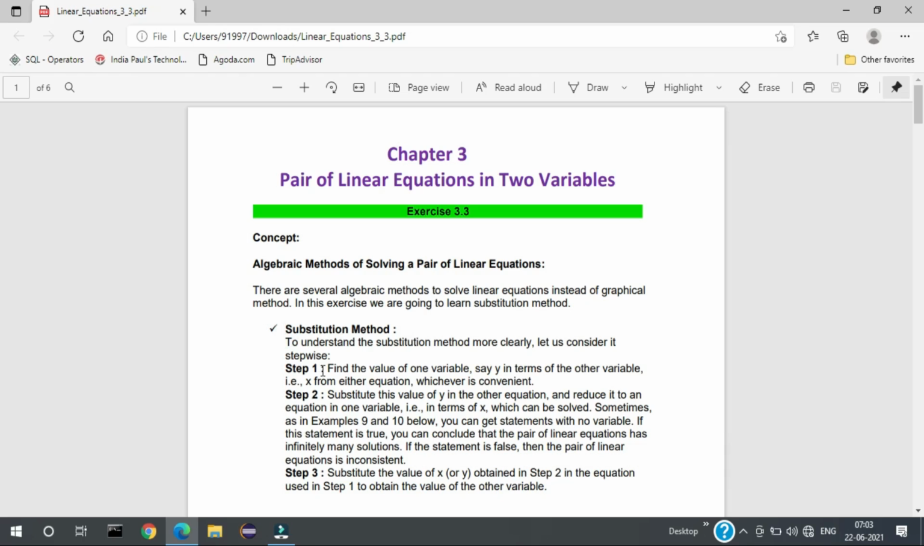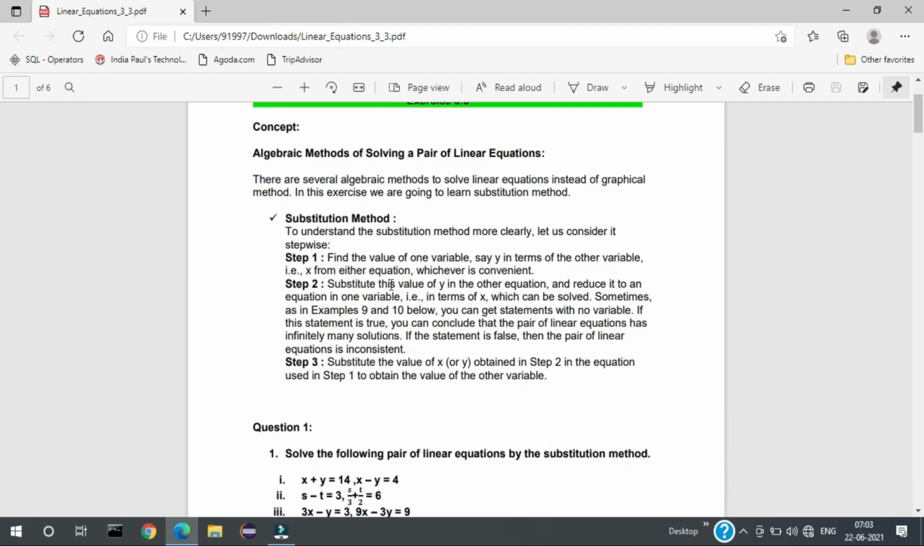Coming to the substitution method. Step 1: Find the value of one variable, say y in terms of the other variable, that is x, from either equation, whichever is convenient. So first we have to reduce to y in terms of x or x in terms of y. And the second step: substitute this value of y in the other equation and reduce it to an equation in one variable, that is in terms of x, which can be solved.